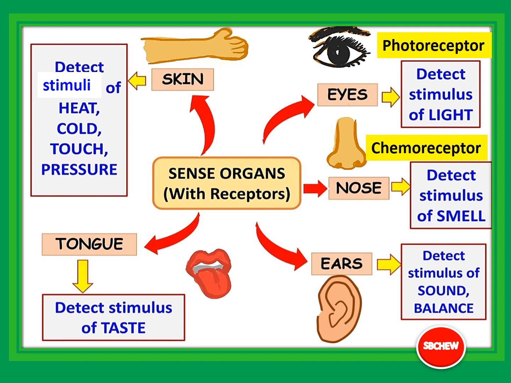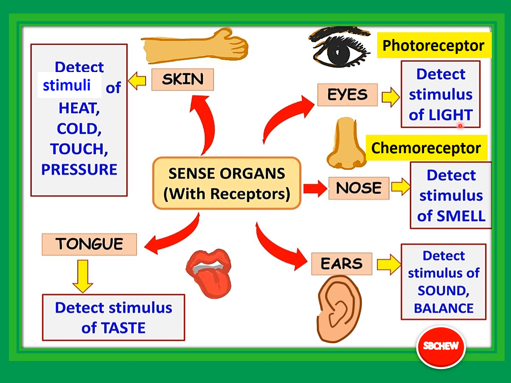In this overview, we see different sense organs or sensory organs that contain different types of receptors to detect different stimuli. For example, the eyes. The eyes contain a type of specialized receptor called photoreceptor. The receptors that are sensitive to light are called photoreceptors to detect the stimulus of light.